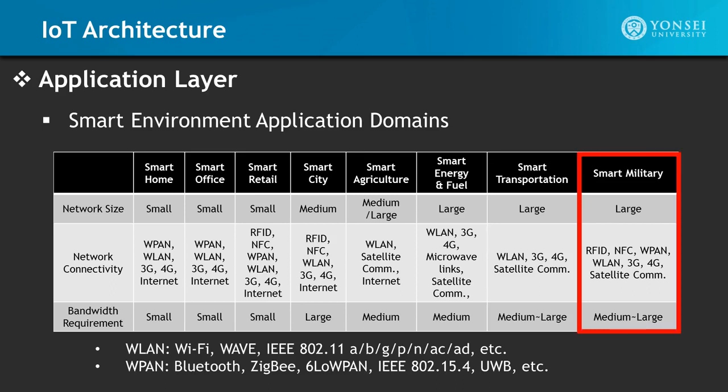Then you have smart military. And in smart military, you need the full scope because you're going to go into combat. You're going to go into war. And whatever advantage in your communication services that you can get, you need to use. And that is why the full scope, from satellite communication to RFID to WPAN to WLAN, are all used.